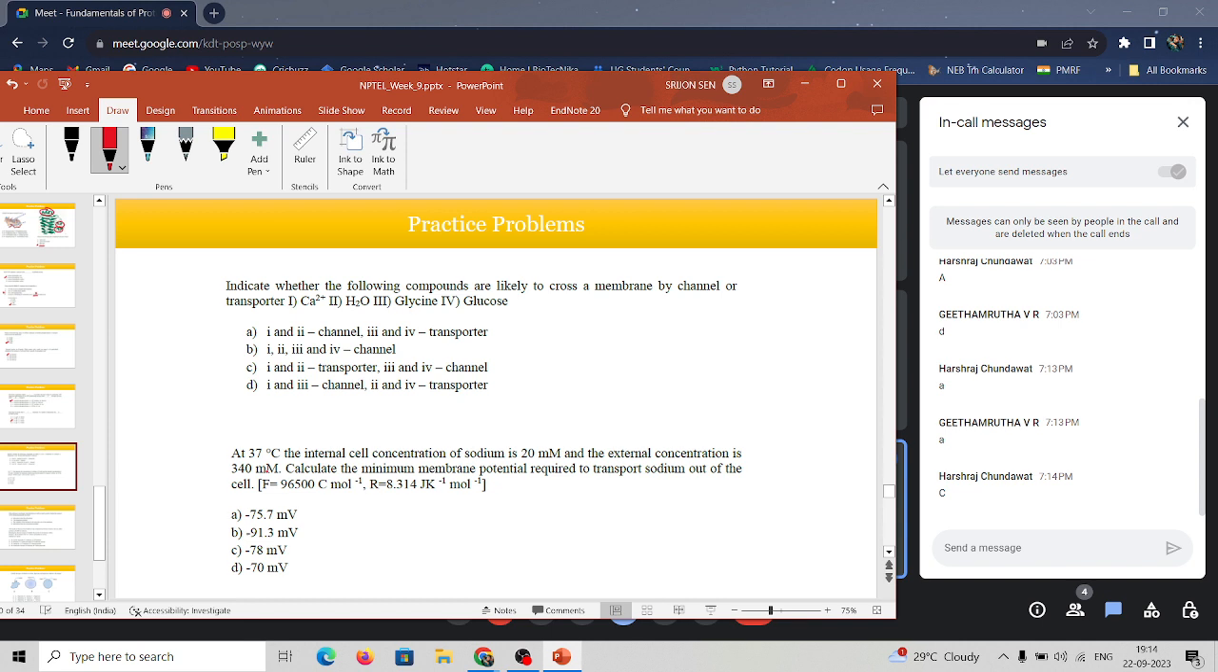Very good. Okay, the next one. Indicate whether the following compounds are likely to cross a membrane by channel or transporter: calcium, water, glycine, and glucose. Would you need a channel or a transporter for passing these molecules?